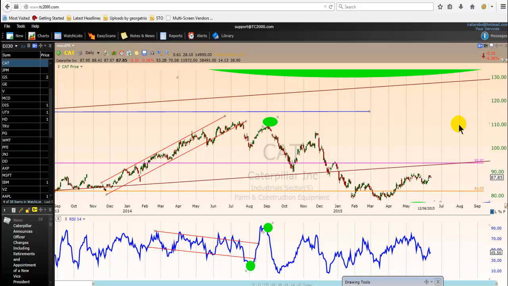How to trade the RSI divergence like a pro, part 4 of 4.